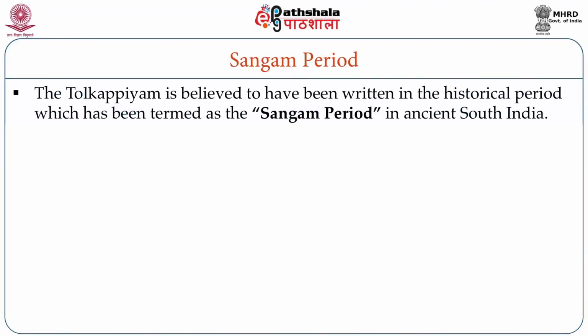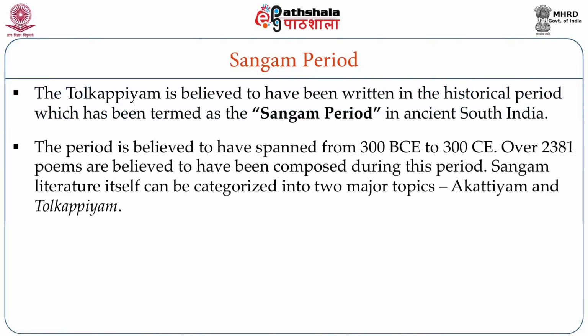Apart from the controversy regarding the dating of the text, a complete understanding of the Tholkappiyam is possible only by analyzing the historical literary era of which Tholkappiyam remains an integral part. This historical period is termed the Sangam period in ancient South India. The period is believed to have spanned from 300 BC to 300 CE, over 2,381 poems are believed to have been composed during this period of Tamil literature.